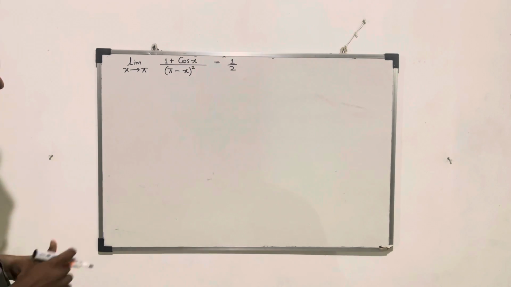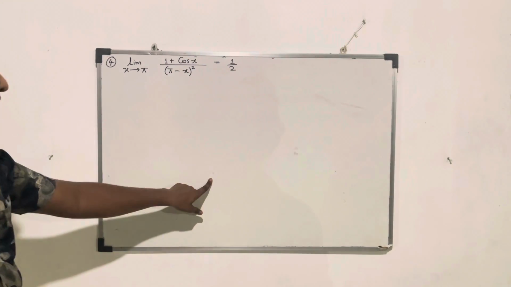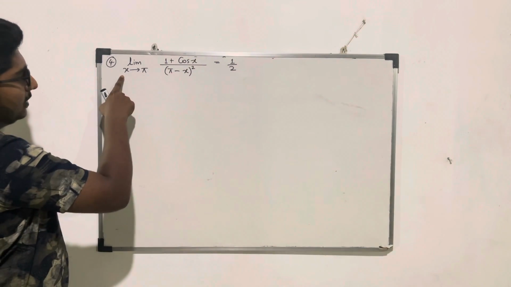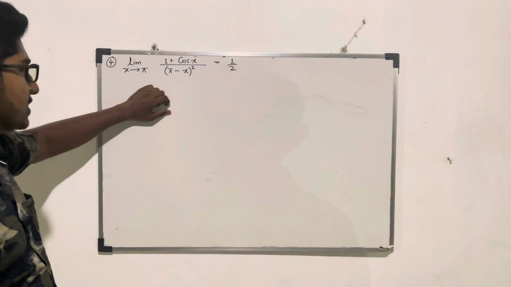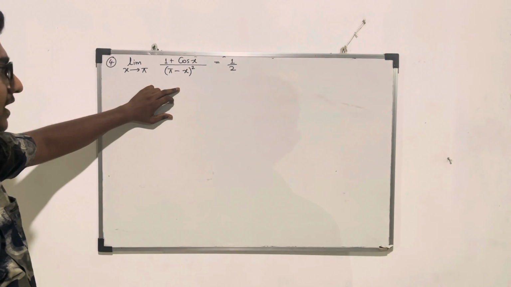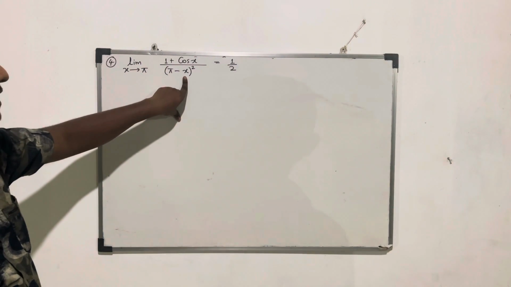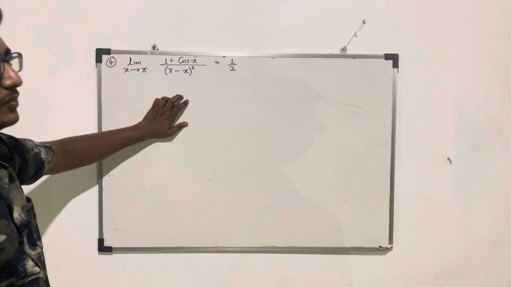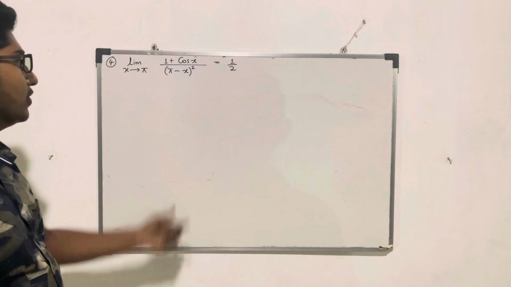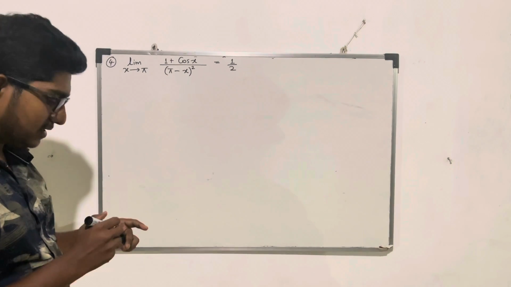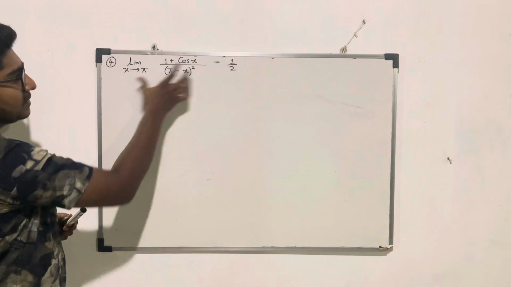This is question number 4. So this is a limit question where we have to show the value is equal to half. Limit x tends to 5 of 1 plus cos x, and in the denominator we have 5 minus x. So when we substitute 5 for x, we get 5 minus 5, that becomes 0. So the denominator is 0. We know when the denominator becomes 0, the fraction is not defined. So it is not half.